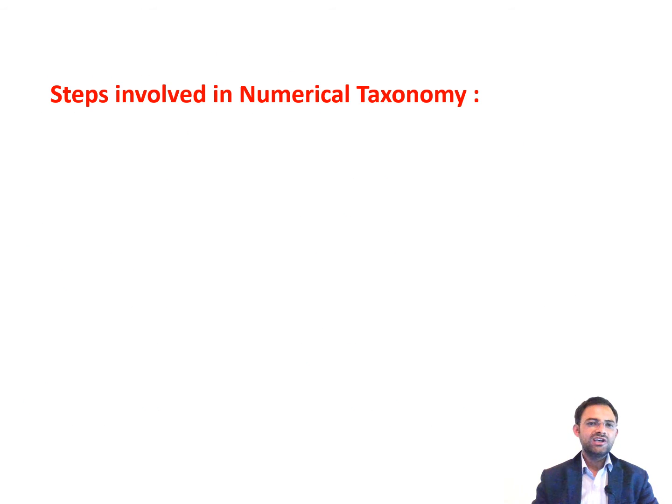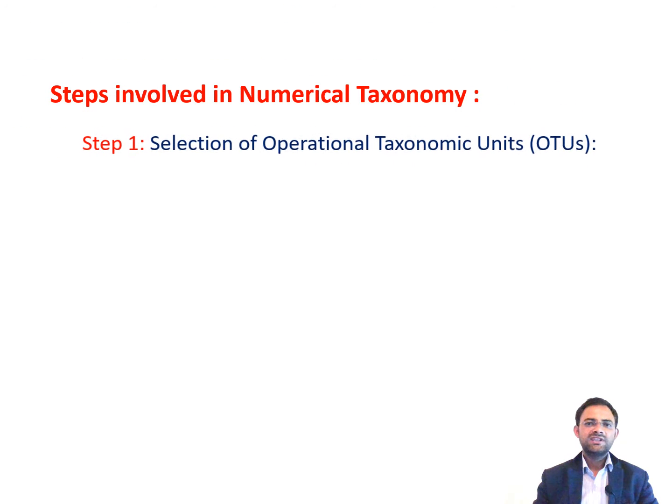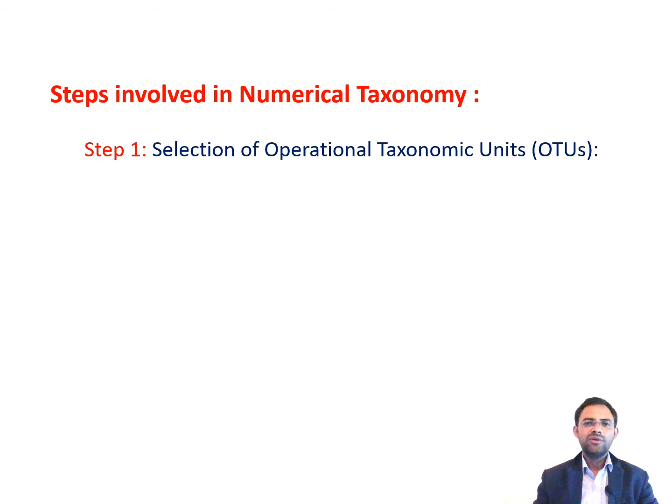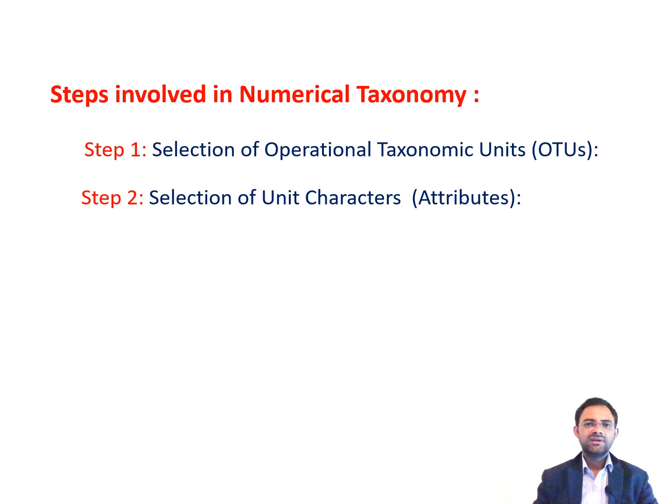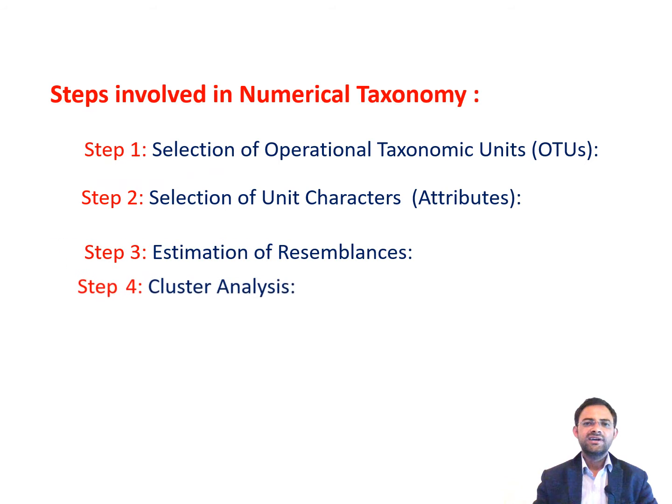Now, the steps involved in numerical taxonomy. The number of major steps involved in numerical taxonomy. The first step is the selection of operational taxonomic units, OTUs, and the second step is the selection of characters or attributes. The third step is the estimation of resemblance, and the fourth step is the cluster analysis.